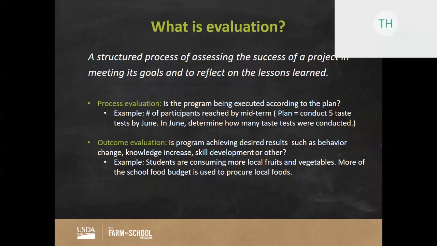And then an outcome evaluation is looking at what the program is producing. Is it achieving the desired results? It's not just is everything going according to plan procedurally, but are we getting the things out of our program that we had hoped or planned to? And then the example here is that students are consuming more local fruits and vegetables, and more of the school budget is used to procure local foods.